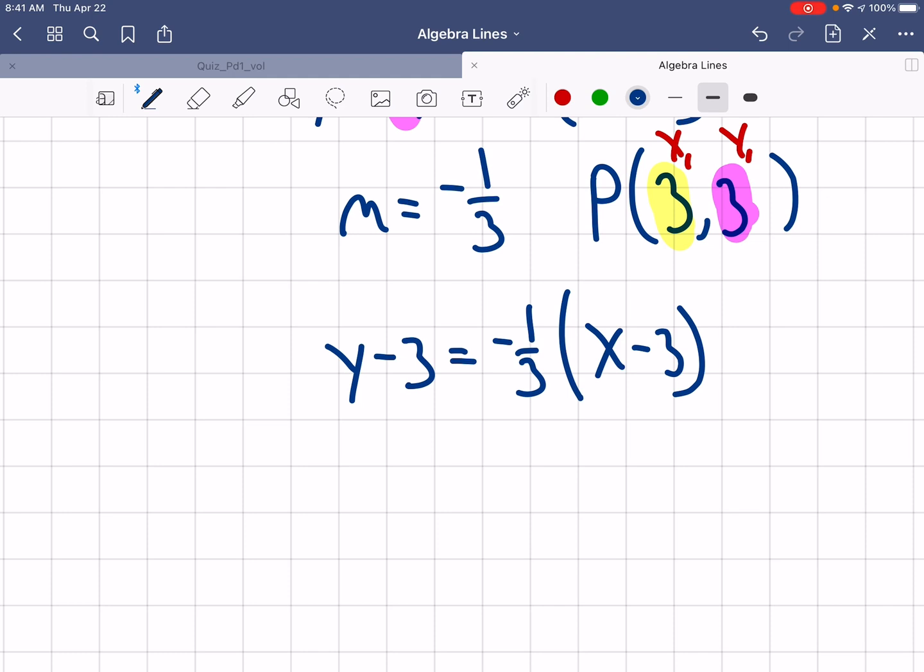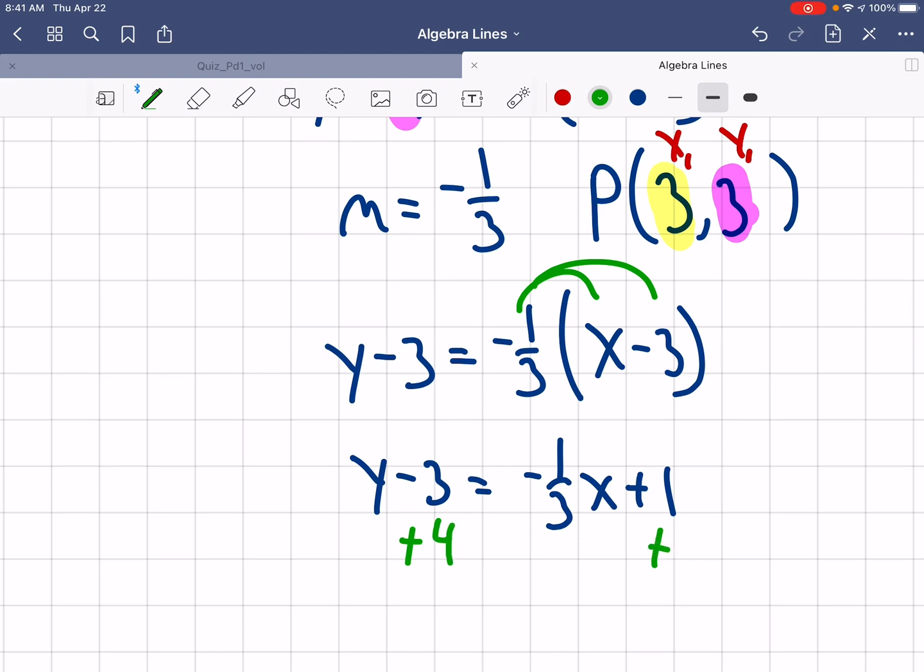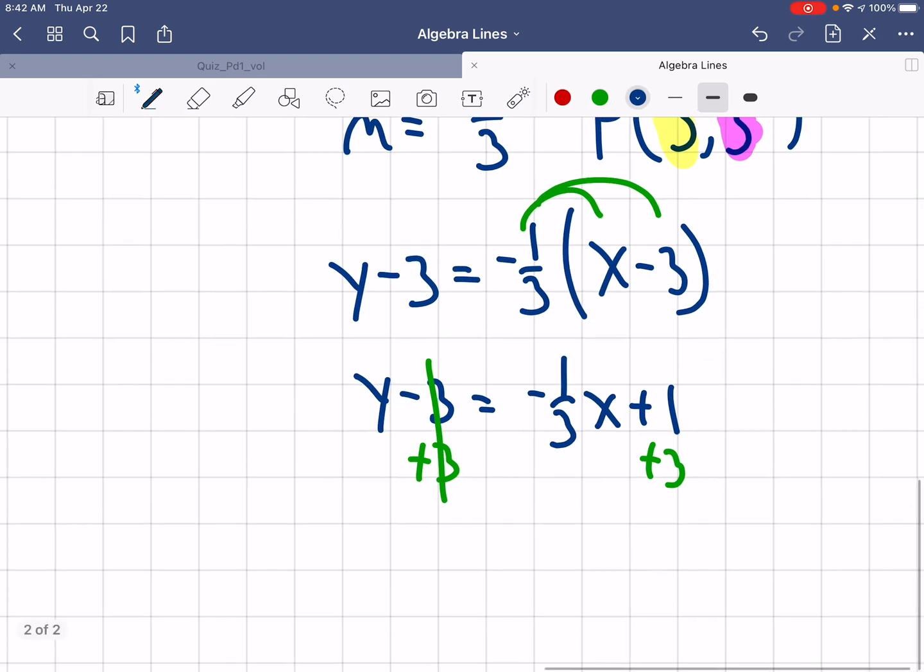So usually what people like to do is distribute this, and then you get y minus 3 equals negative 1/3 x, and then negative 1/3 of negative 3 is just positive 1. And then we're going to add this 3 to both sides so I can isolate my y. Sorry, I said 4 earlier because I knew it was going to happen. And then you get y equals negative 1/3 x plus 4, which is our equation.